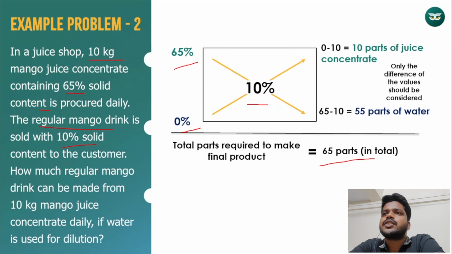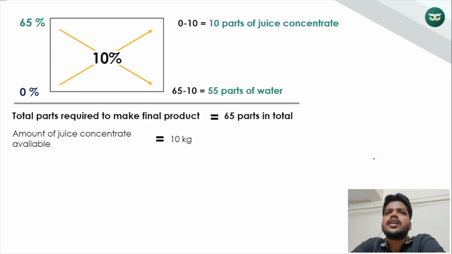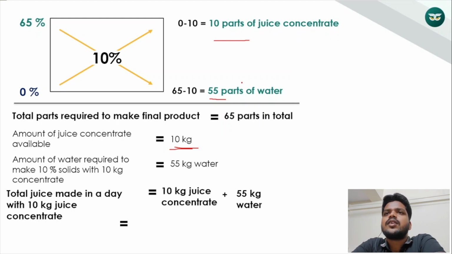So we get 65 parts as usual. Here we already have 10 kg of concentrate. If it is 10 parts, how many parts of water do we have to add? Only 55 parts. So it is very direct: 10 kg requires 55 kg of water. By using the whole 10 kg of concentrate and adding 55 kg of water, we will get 65 kg of mango juice daily. So this is what we found.